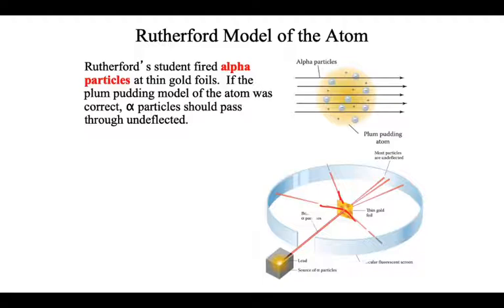Gone straight through or stuck to it. Okay? It would not have bounced. Which means not only is there a large thing with mass in there, it also has to be positively charged to repulse that positive alpha particle. Right? We now have the birth of the nucleus.